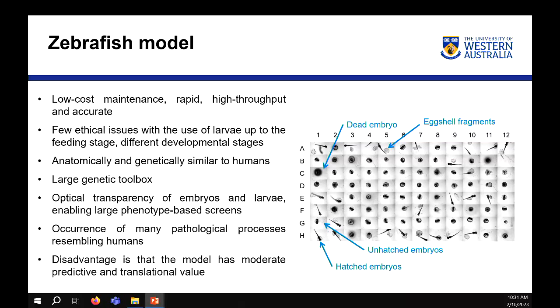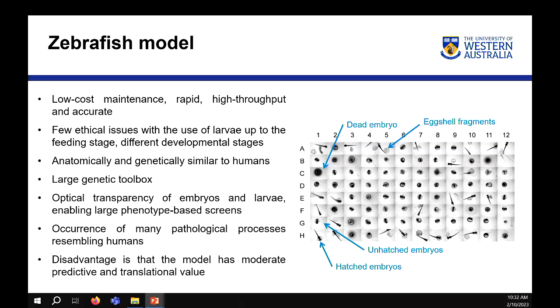So we'll talk a little bit about these models. The reason why these models have become so popular is because they're low in cost and low in maintenance. They can be very quick, they can be high throughput, and they can be accurate. The other reason is there are very few ethical issues. Ethics is really important, and I'll talk a bit more about this in my lecture when I talk about mouse experiments. But my last ethics application was 150 pages, going strong. You have to go into that level of detail about what you're going to do.